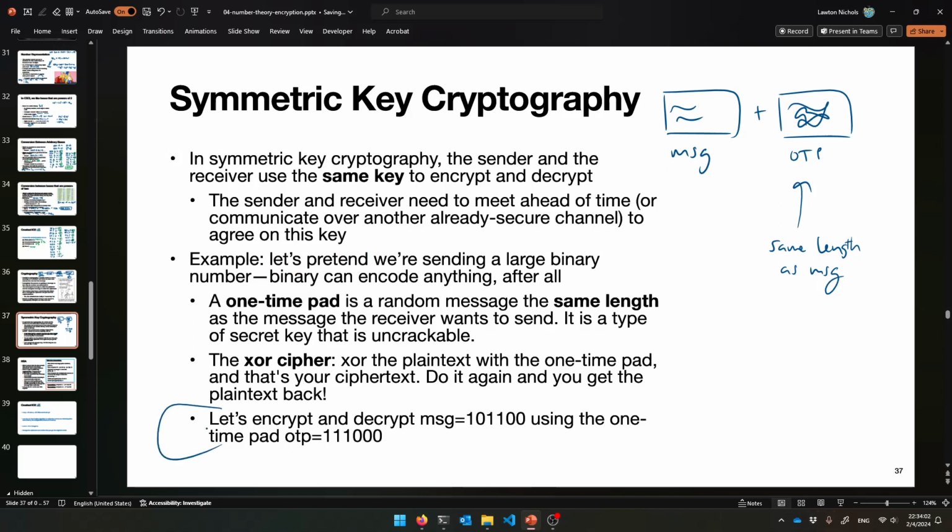All right, so here, let's make it all come together with an example. Let's encrypt and decrypt this message using this one-time pad. Let's say this is our message, 101. We're trying to send this secret message to somebody. Of course, it would be bigger in real life.